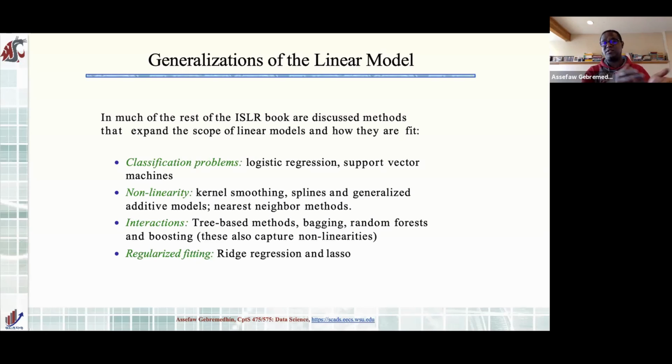Support vector machines is another big class of classification algorithms, and that relies on linear regression, the concepts we have learned. We're not going to spend time talking about support vector machines in this class, but that's one. Non-linearity, we dealt with it within the linear model, but there are other ways. Splines, generalized additive models, or kernel smoothing, these are all ways in which the linear regression theory we now learned would be extended when problems are non-linear.